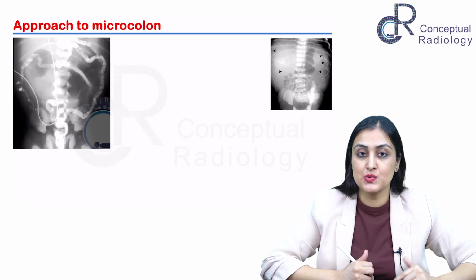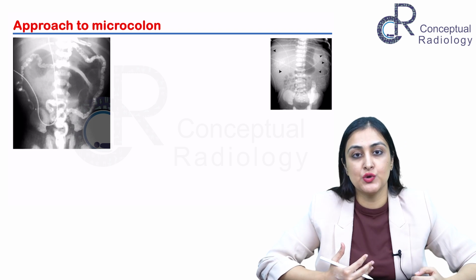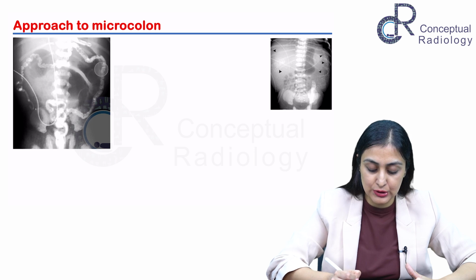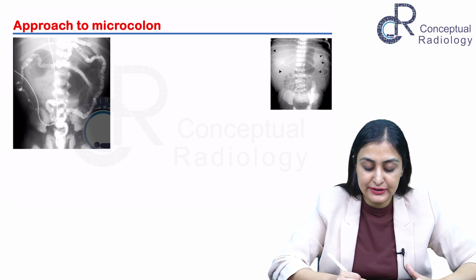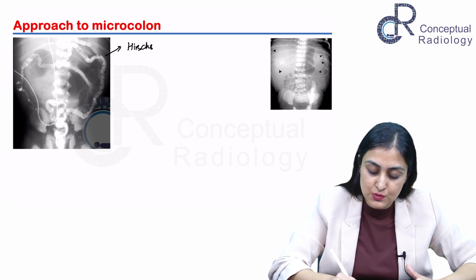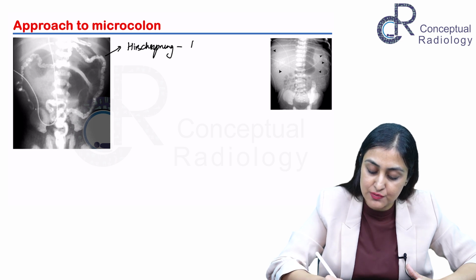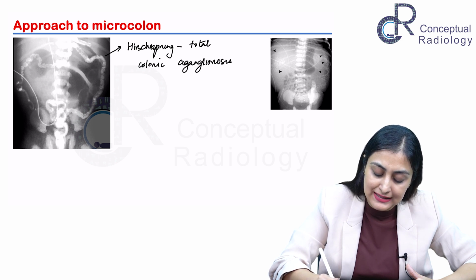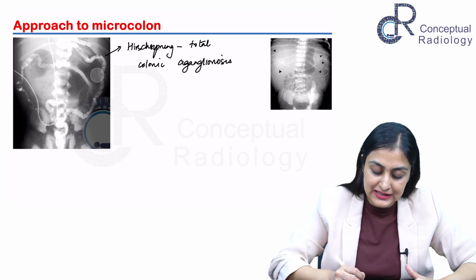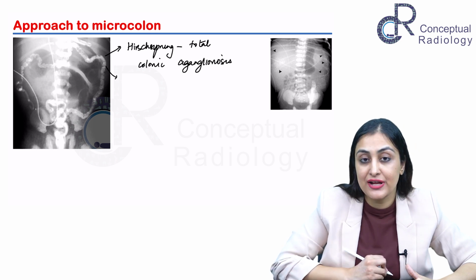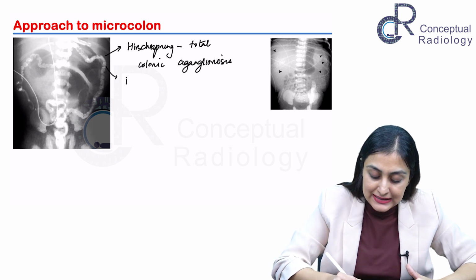So now let's talk about this very interesting case which can be asked to you as viva questions. This is microcolon, wherein you see that the entire colon is very, very narrow. So what are the different differentials? Two we have already discussed. One is Hirschsprung disease, a variant wherein you have total colonic aganglionosis. So the entire colon does not have any ganglia, resulting in this completely narrow appearance because there is no peristalsis happening here. Another differential is going to be ileal atresia, right?